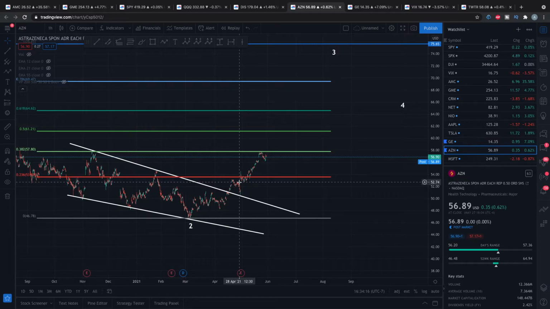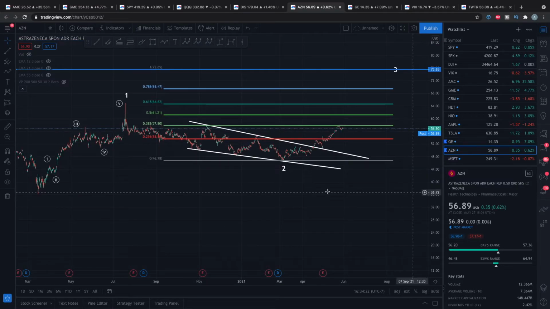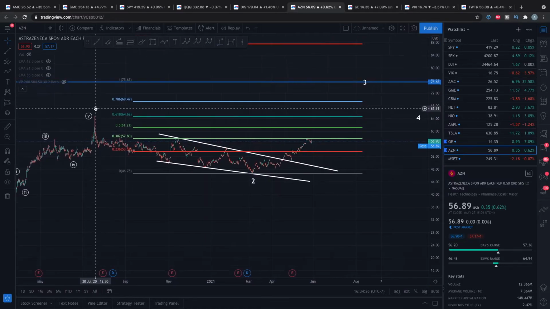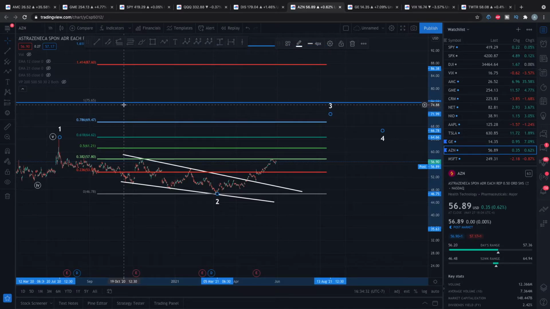So in terms of AstraZeneca, nothing has changed. It looks like we're pushing up for a bullish wave 3. And if I zoom out on previous price action, we can see a 1, 2, 3, 4, 5 for the wave 1 upwards, then a correction for the wave 2, and now we're working on that impulsive wave 3 to the upside. And I have a price target of 75, just based off the wave 1 length.